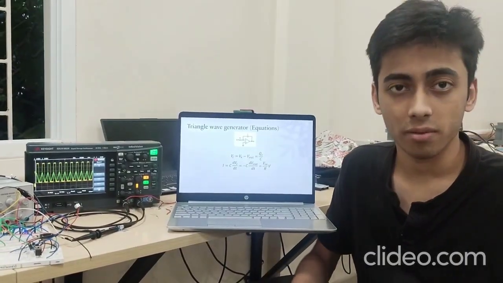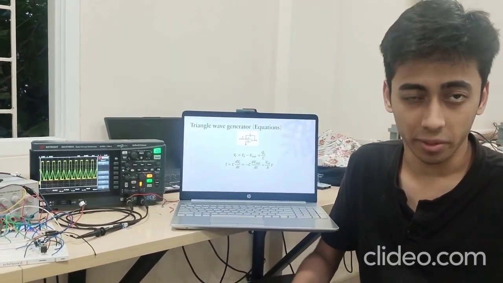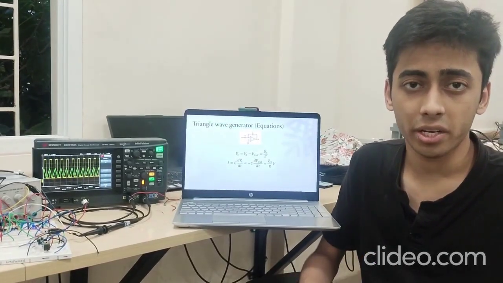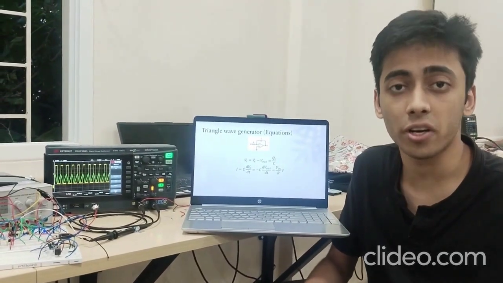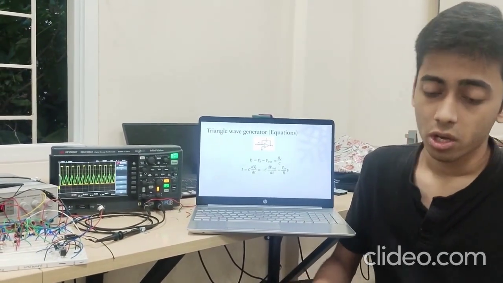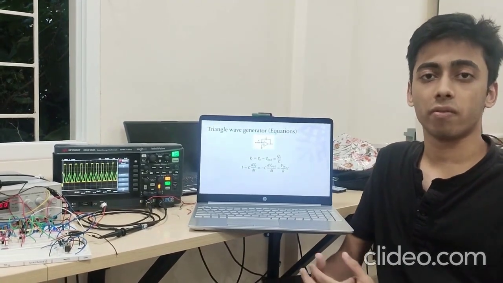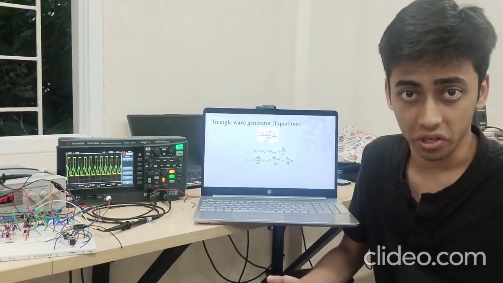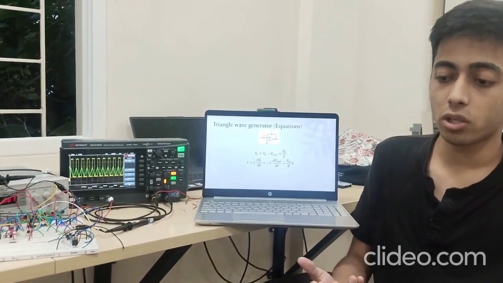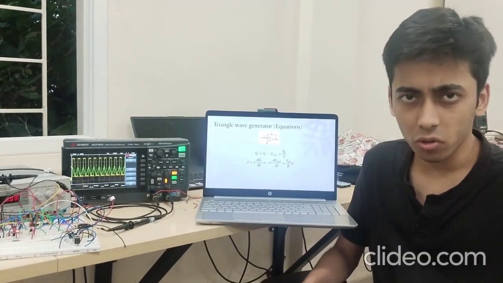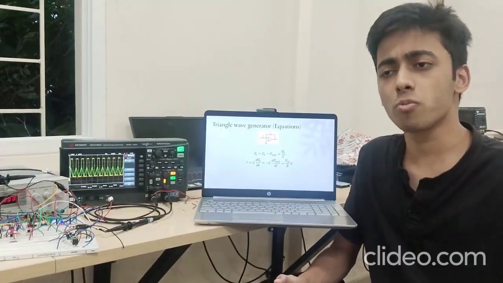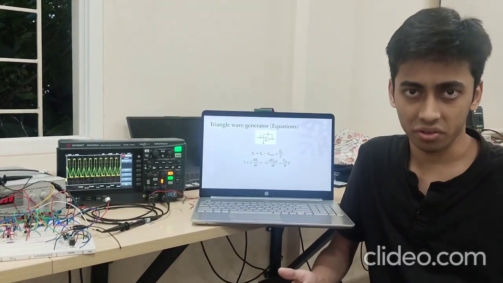So this entire system exists in positive feedback. The output of the comparator is fed as an input to the integrator, and the output of the integrator is fed to the input of the comparator. So in order to understand the way in which the triangle wave is generated, we'll start with the comparator. Let's assume, without loss of generality, that the output of the comparator is V minus.